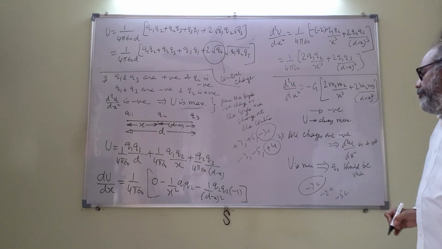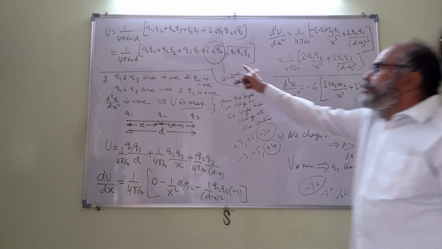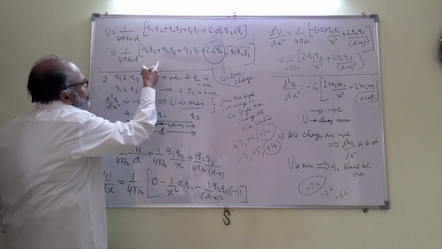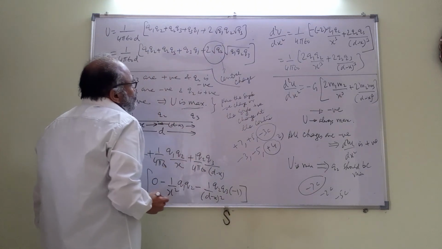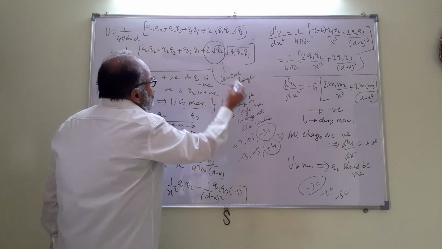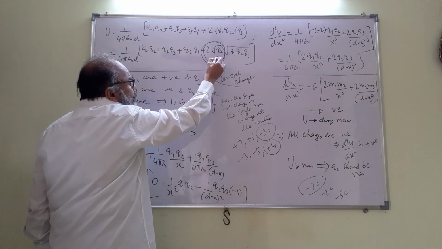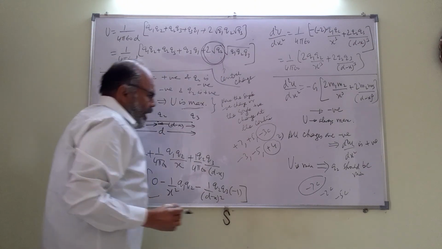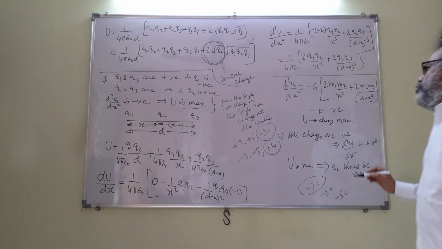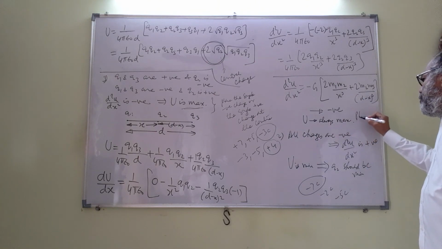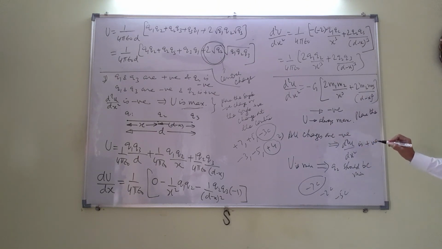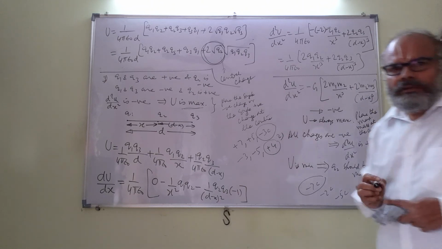Now, which mass should you place at the center? Come to this expression for the potential energy. You want the potential energy to be maximum. So instead of Q2, we'll have M2 here. This M2 should be maximum. So always place the maximum mass at the center. Okay. Thank you.